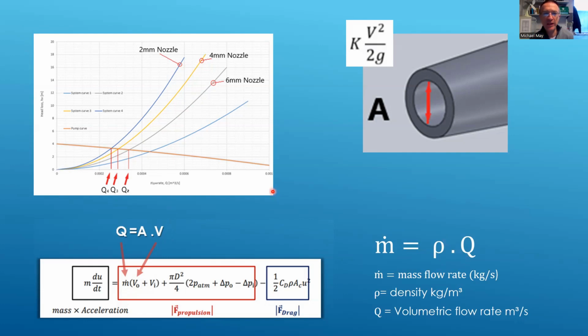So as we introduce a nozzle and increase the velocity, we're reducing our volumetric flow rate and reducing our mass flow rate, which at some stage is going to actually start working against us and giving us less propulsion. So what you need to do is examine the effect that a 6 mil, 4 mil, and 2 mil nozzle has on the propulsion. At what stage does it increase and then start to decrease the propulsion?